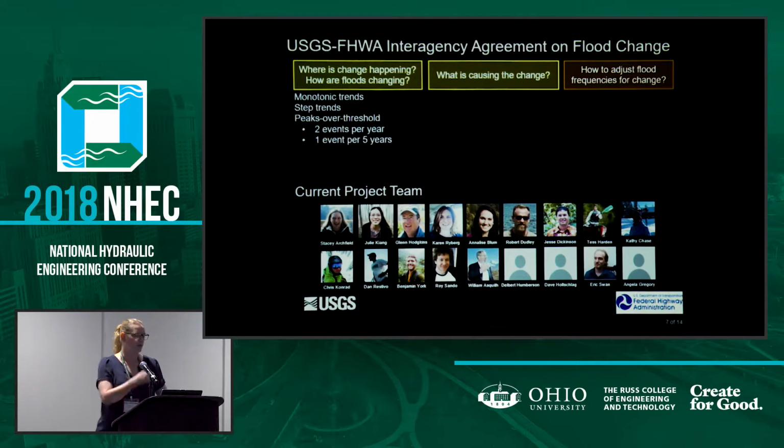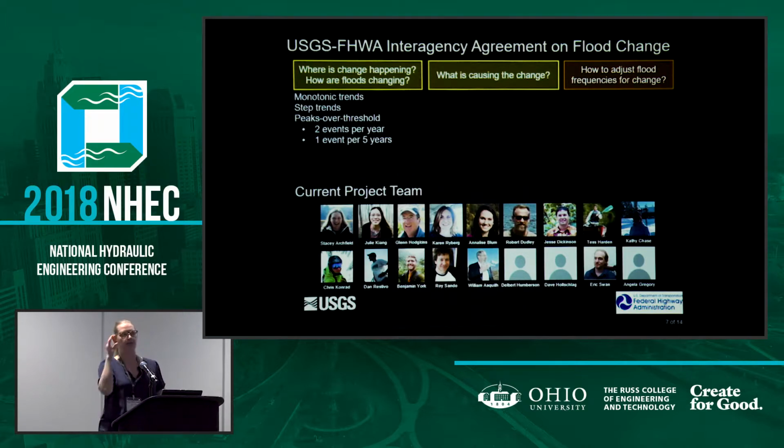And so in terms of where floods are happening and how floods are changing, we're looking at monotonic trends in floods. It doesn't necessarily have to be a linear trend. It just has to be some type of increase or decrease with time. Doesn't matter what the shape is. We're looking at step trends. So was there an abrupt change, say in a particular year, where the whole system either increased or decreased, the mean of those floods increased or decreased.